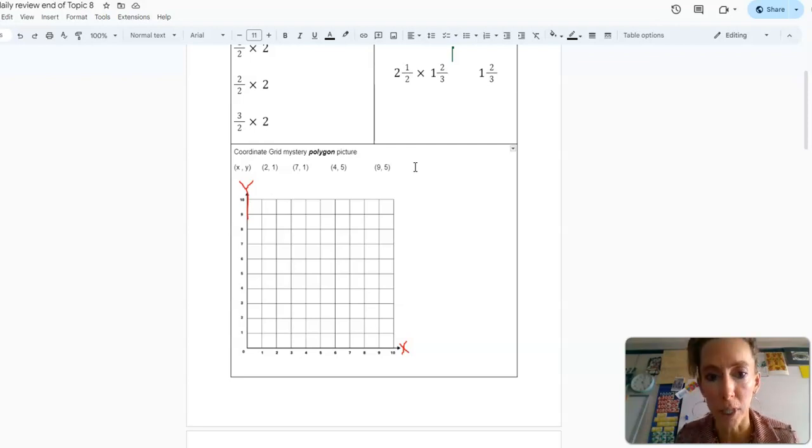Can we be more specific? Yes. Can we call it a parallelogram or a trapezoid? Oh, a parallelogram? Perfect. Okay, can we be more specific than a parallelogram? Is it a rectangle? No. Is it a rhombus? So like that. Okay? All right, that's the idea of the daily reviews.